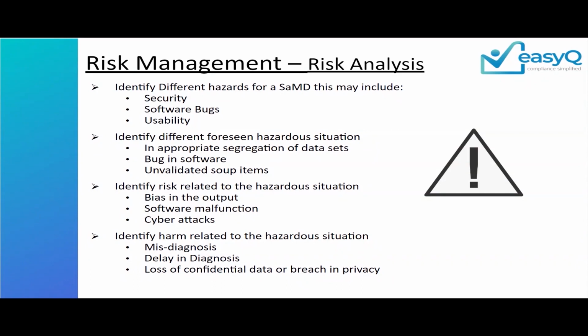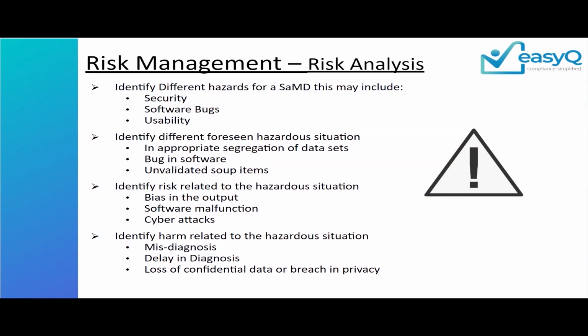So you define your hazards, you go towards identifying your hazardous situation. From there, for each hazardous situation, you think about, okay, if this situation arises, what would be the output? That is basically, what would you see due to your foreseen hazardous situation? So what risk will it lead to? What are the different risks that you can think of from a software perspective?